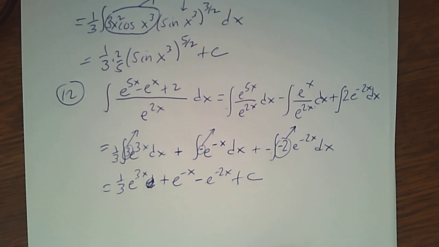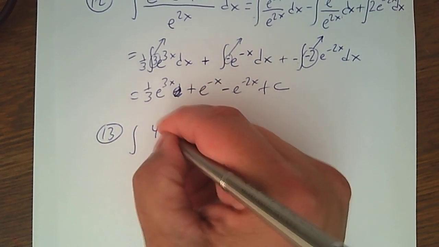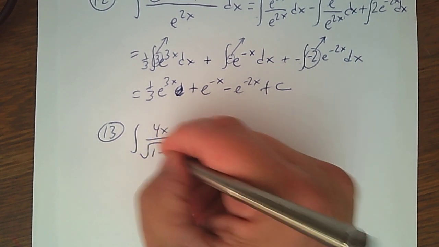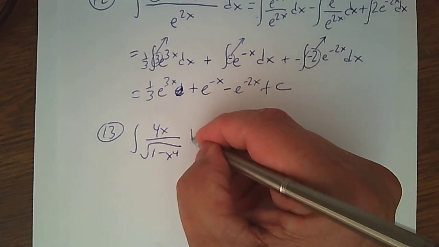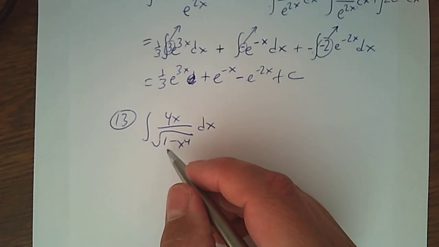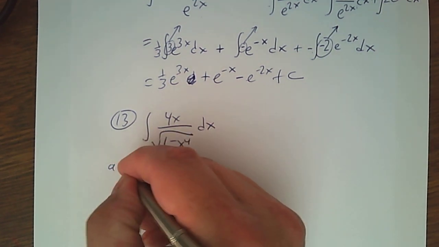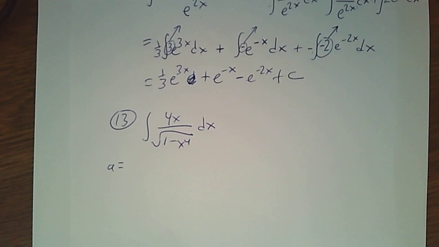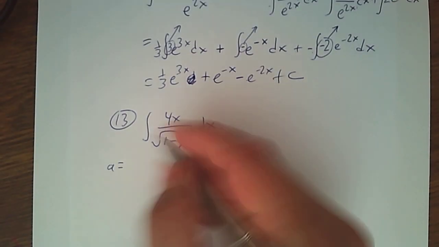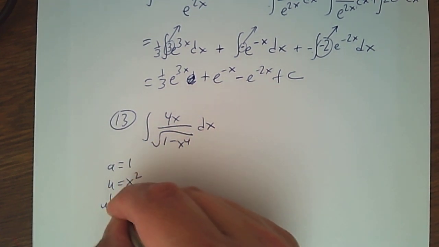All right, number 13. We're almost there. And then our first lesson is done together here. So we're integrating 4x. Now this one definitely feels like an inverse trig, doesn't it? Just the square root and so on. So if I was going to integrate this and understand it, and it's in the form of inverse trig, let's see how it works. So first of all, what does a equal in this situation for number 13? The square root of 1 is 1. What does u equal? The square root of x to the 4th is x squared.